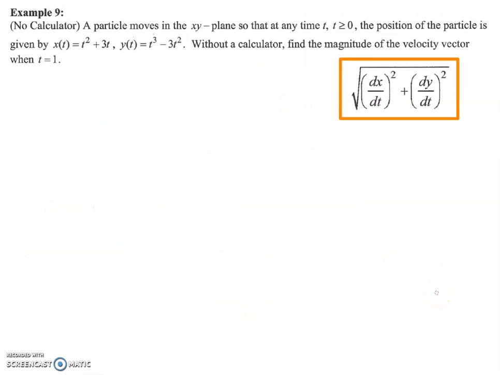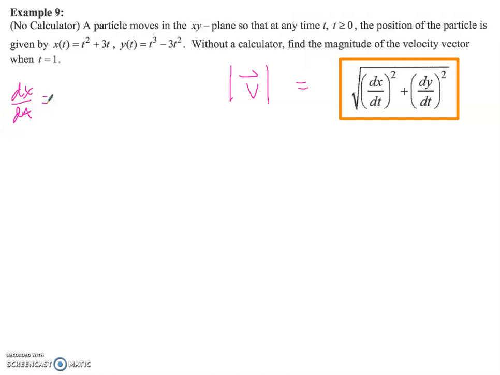So example 9 has given us a new x of t and y of t equation, and it's asking us to find the magnitude of the velocity vector. Remember, it's just a formula from our notes page, and we said that we're going to use the absolute value of the velocity vector when we are naming it. So I can say that's actually equal to that equation. Again, I need to know dx dt and dy dt. So let's find that first.